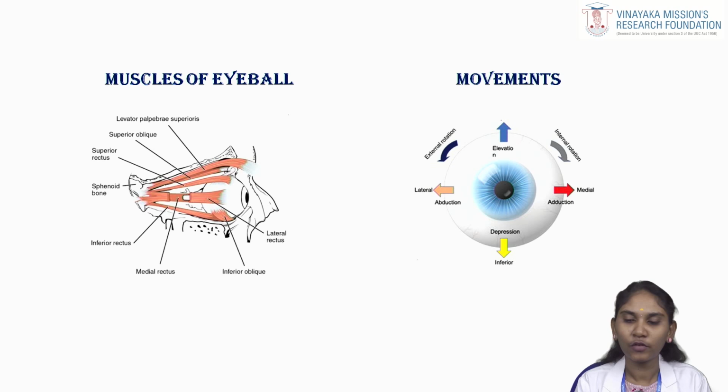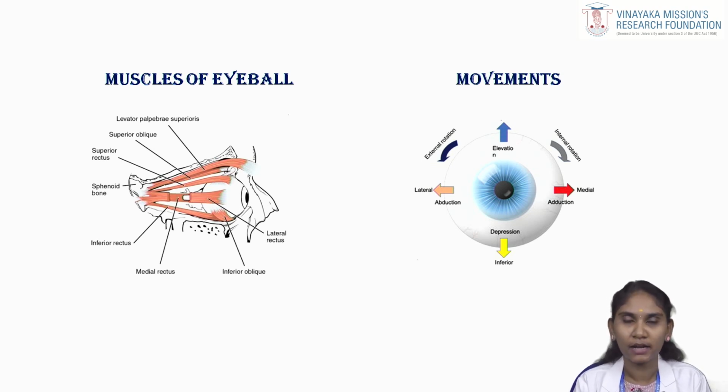Moving on to the movements. The orbit has a few movements: elevation, depression, abduction, adduction, intorsion, and extorsion. Each muscle has particular movements. Your superior rectus does elevation, adduction, and intorsion, whereas your medial rectus does adduction and your lateral rectus does abduction. Like that, the superior oblique and inferior oblique have their own movements. And here there is applied anatomy of the muscles, called squint, that is medial squint and lateral squint.